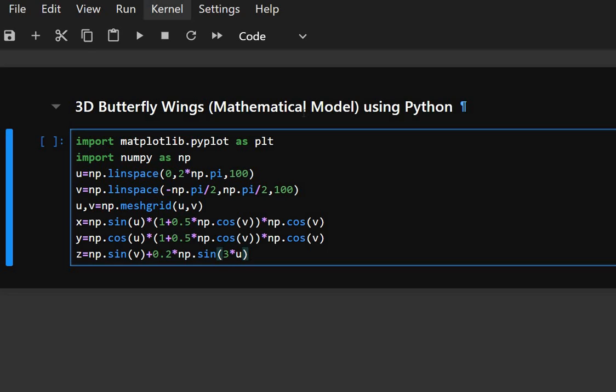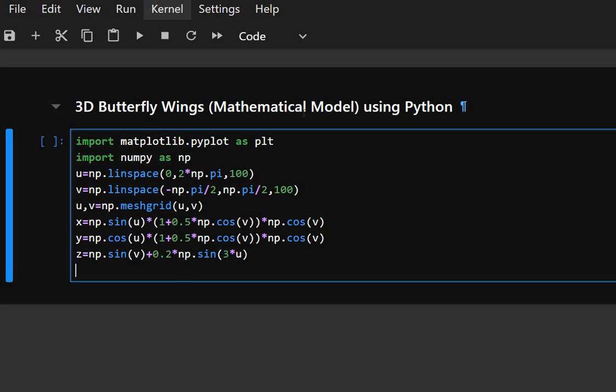So here these equations build a curved sinusoidal surface that resembles butterfly wings, where x and y give a spiraling surface shape using a modified polar coordinate system, and here the term 1 plus 0.5 times cos v gives depth and curvature, and z controls the vertical deformation, making the wings appear flapping or wavy, and sin v gives the main vertical, and 0.2 times sin 3u adds a ripple or flutter pattern mimicking wing.